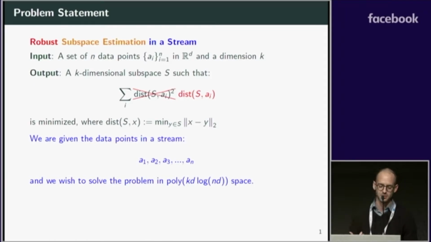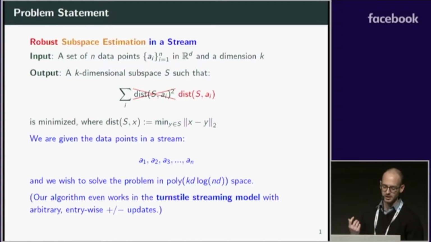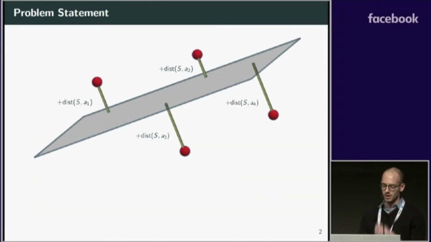And what does in a stream mean? It means that we never see the data all up front. We're given the data points one by one in a stream. The hard part here is to solve the problem in sublinear space. In fact, our algorithm is going to work in what's called the general turnstile streaming model. So we actually don't even need to see the points one by one. We're OK with arbitrary entry-wise additions and subtractions to those data points. Pictorially, it looks something like this.